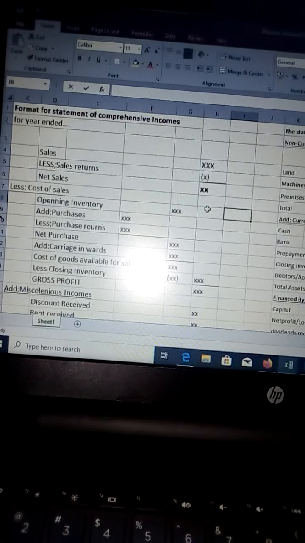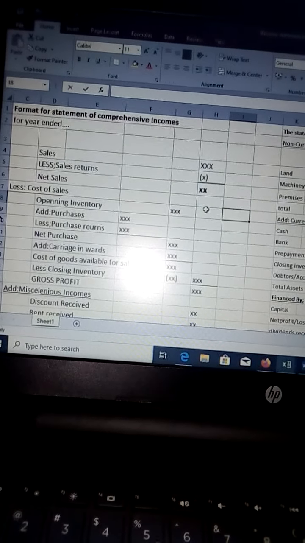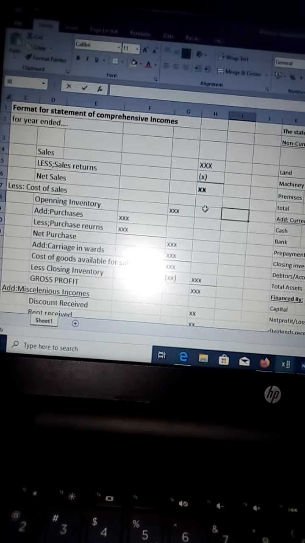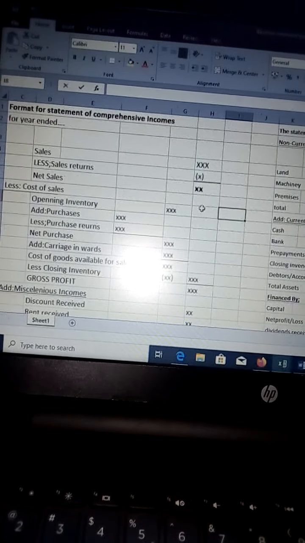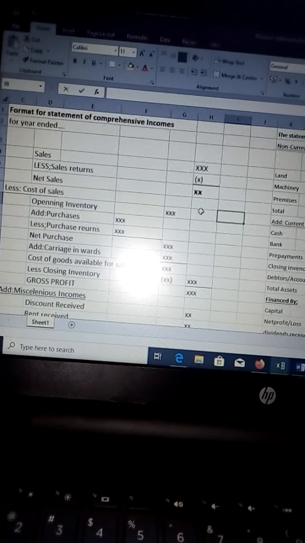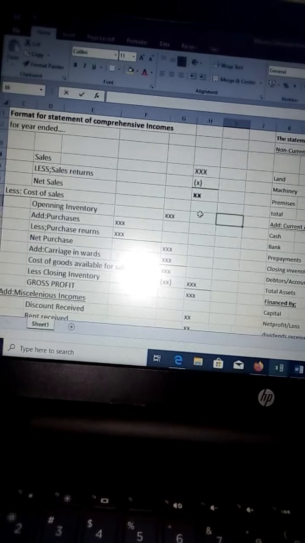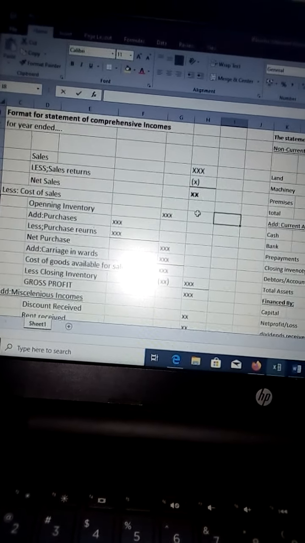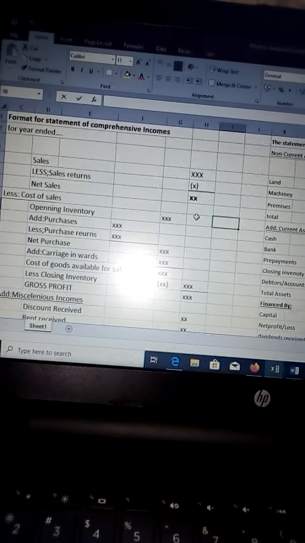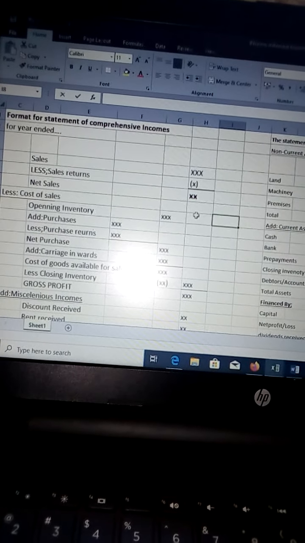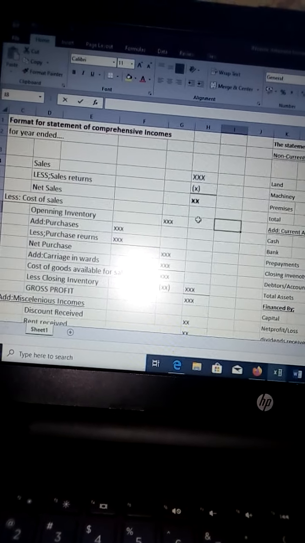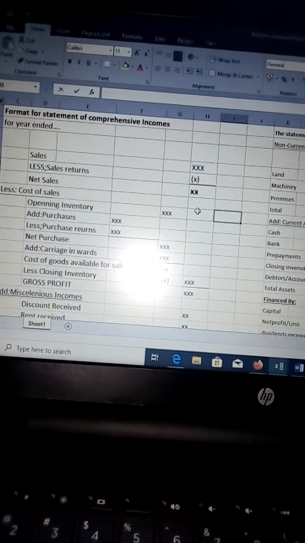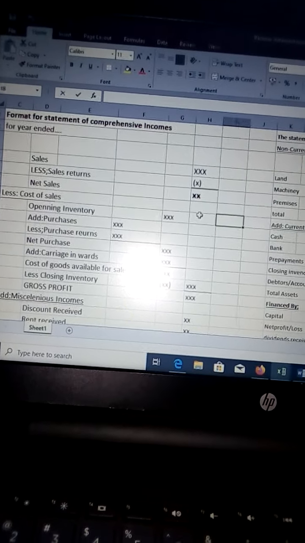If there is any sales returns or the returns inwards, you subtract them in order to get the net sales. I think we've seen sales returns or returns inwards when we were looking at the books of original entry. Yes, one of the journals is called the sales returns or returns inwards journal.